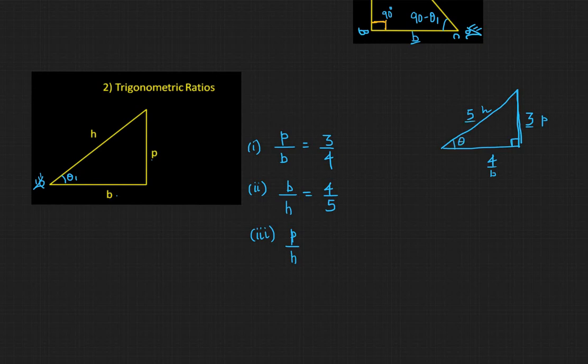Assuming I'm viewing from here, right? That's very important. Otherwise, the perpendicular and base change, right? Okay, so perpendicular by hypotenuse would be 3 by 5. So I have three ratios.